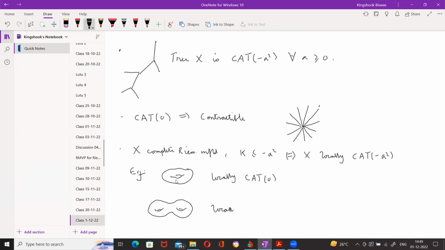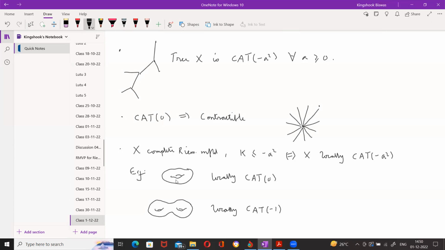Is it clear? No, I didn't get it. See, the point is CAT(0) is a global condition. This implies contractibility. So what I'm saying is, for a complete Riemannian manifold, I'm not assuming any topological condition like simply connected, anything.